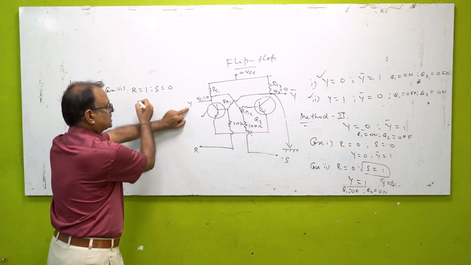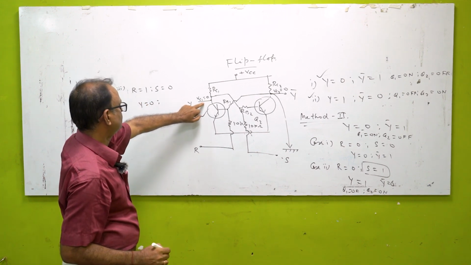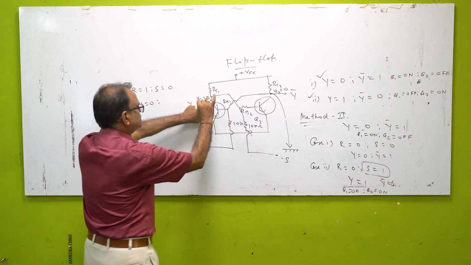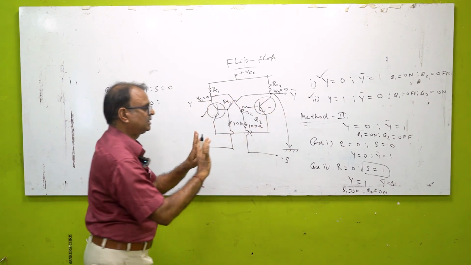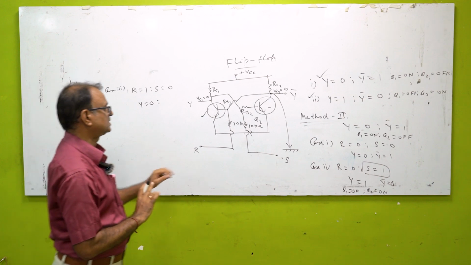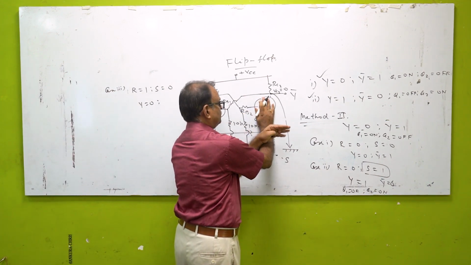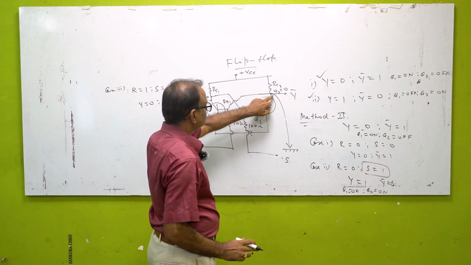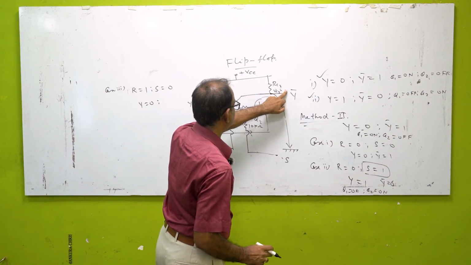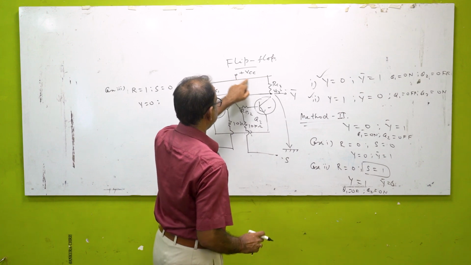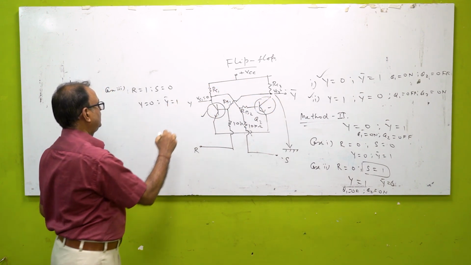That means Y becomes equal to 0. When Y is equal to 0, Vc1 is equal to 0, this being coupled to the base of the second transistor, this transistor will not get any bias voltage for its conduction. As a result, this transistor will be cut off. If this is cut off, then you will get the entire supply voltage coming at this terminal. That means Vcc is coming here, so Y bar will become equal to 1.